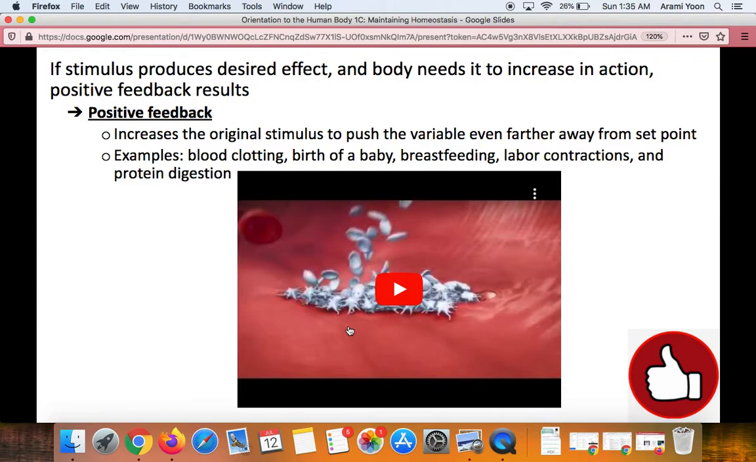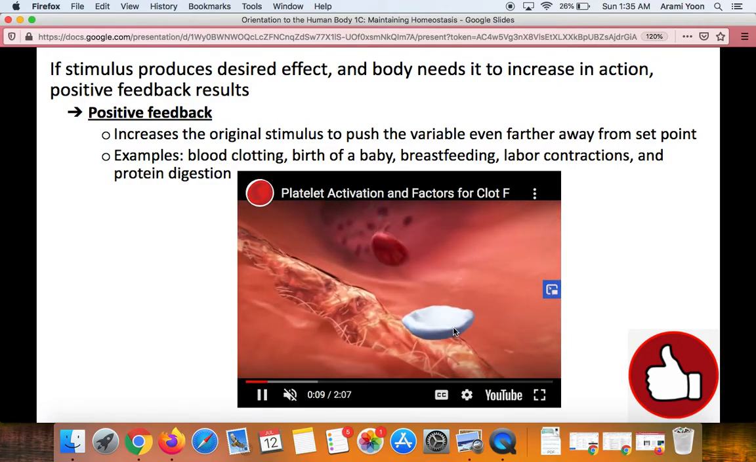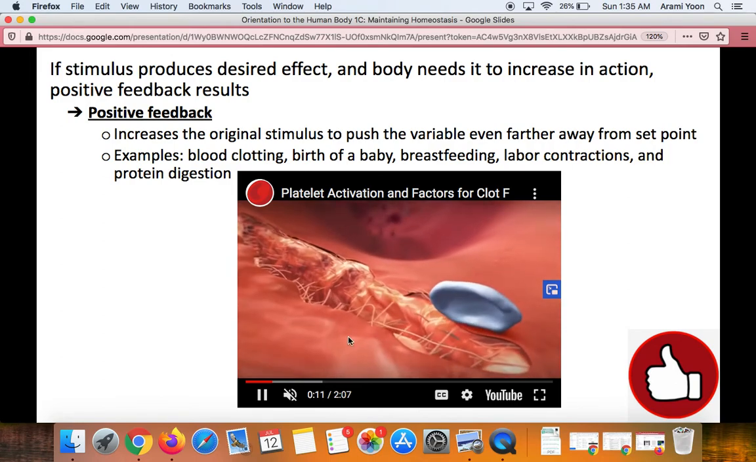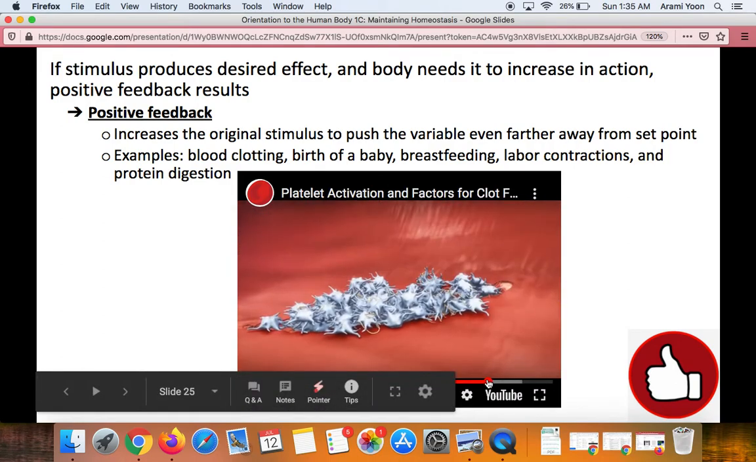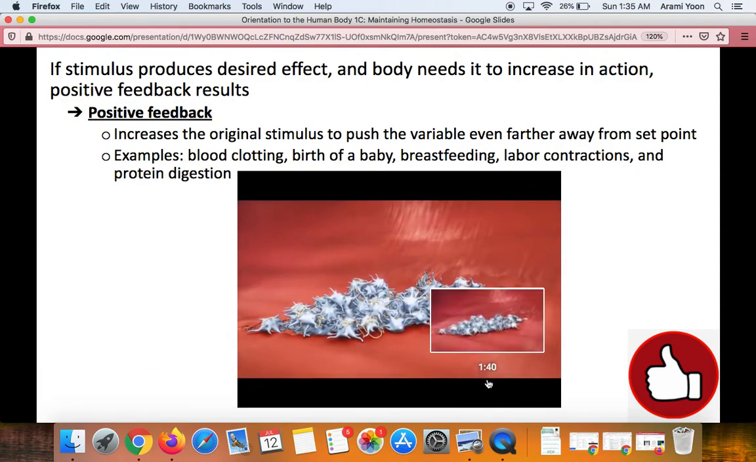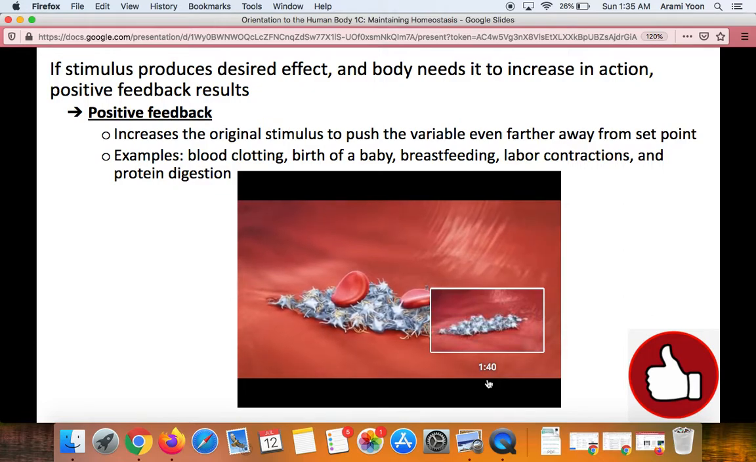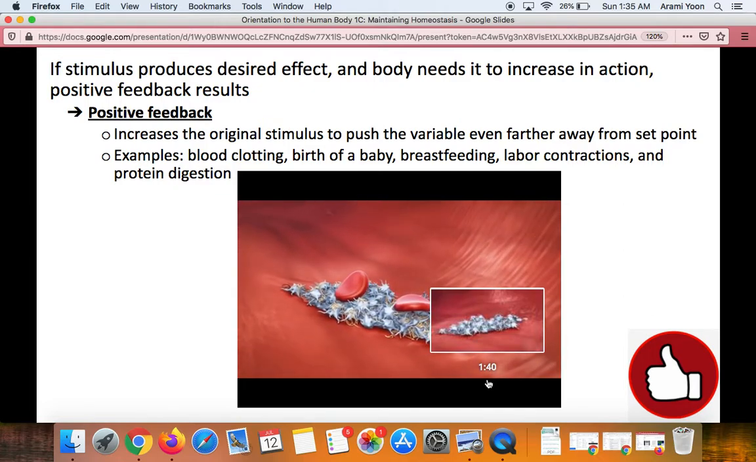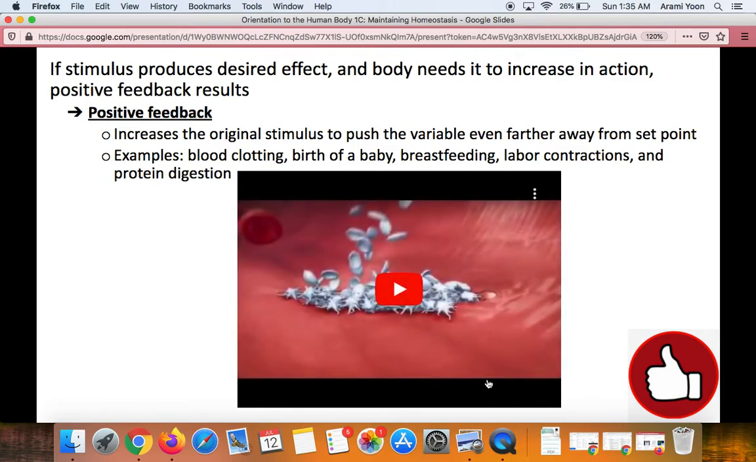But the point is, in this case, you started with one cell, and then what you ended up with is an increasing number of cells that just kept clumping and clumping and more and more and more. So this is a positive feedback response where they're increasing the response to then cause the plug to form faster to reduce your bleeding even faster.